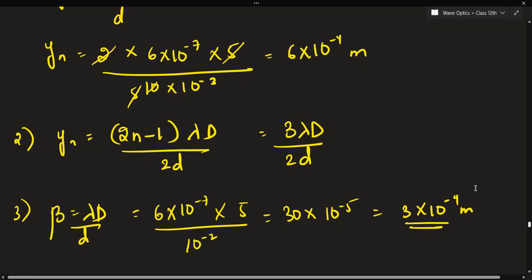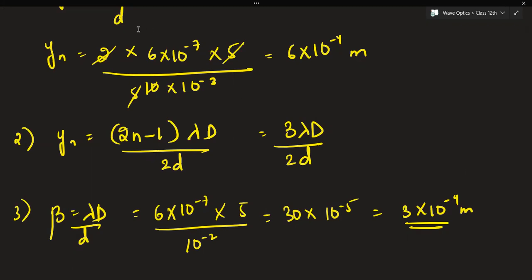Ma'am, can I just explain the third part of this question? How did you get the calculation? Third part, you have to find out the fringe width. Fringe width means the separation between any two consecutive fringes. Like if it is dark, so first dark and second dark. I hope you know in between the first and second dark, there will be a bright fringe. So there will be a complete separation.